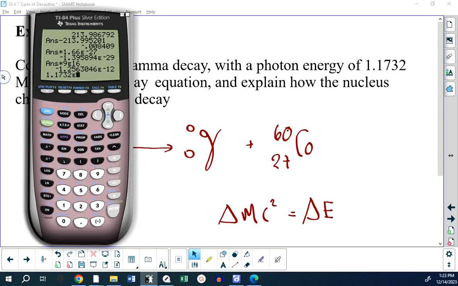So 1.1732 multiplied by 10 to the 6, mega is 6, or million. And I need to multiply that by the number of joules per electron volt, which is that number. This is the energy loss, and it's a big amount of energy. It's millions of electron volts. Well, a little over 1. I don't know why today I've gotten in the habit of writing mc squared equals E instead of E equals mc squared, but I hope that doesn't bother anybody.